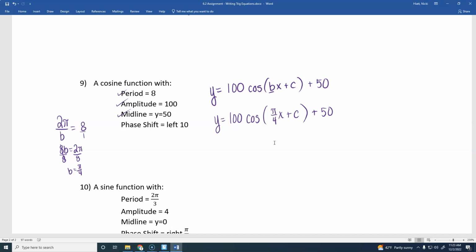We've already done amplitude. We've already done midline. Again, phase shift does not just get plugged in, except for extremely rare cases. So if I want to go to the left 10, I need c over b to equal 10. Also, if I'm going left, should there be a plus or a minus? A plus, so the plus should stay. My formula for phase shift is c over b. What is our b? Pi over 4, and that should equal 10.